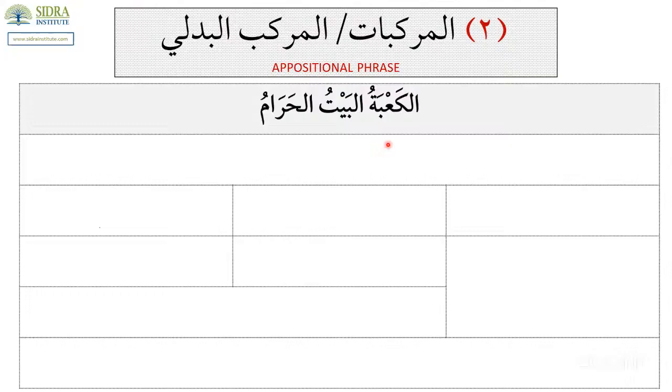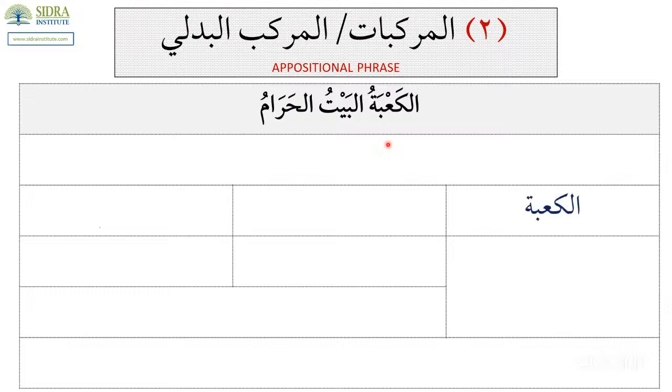So for example, we have here al-Ka'batu al-Baytul Haram. And we know that this is part of a bigger verse: جعل الله الكعبة البيت الحرام قياما للناس. Allah has made the Kaaba, the sanctified house, a means of stability for the people. So how would we construct this kind of phrase in terms of Tarkeeb?